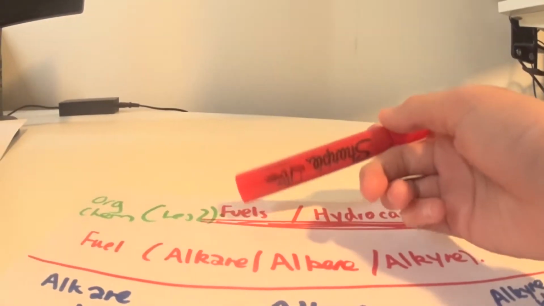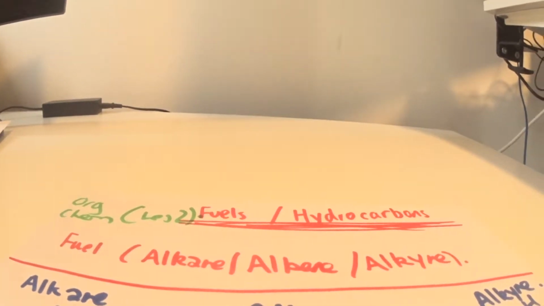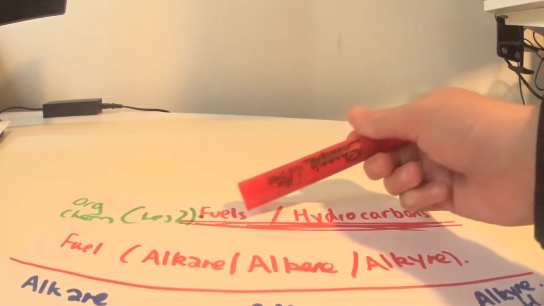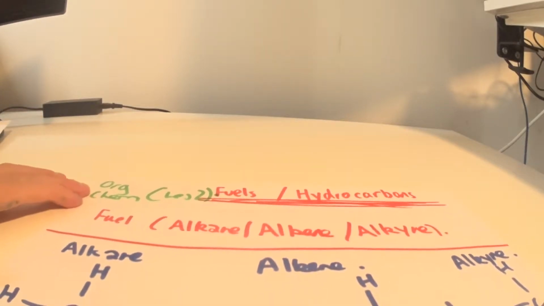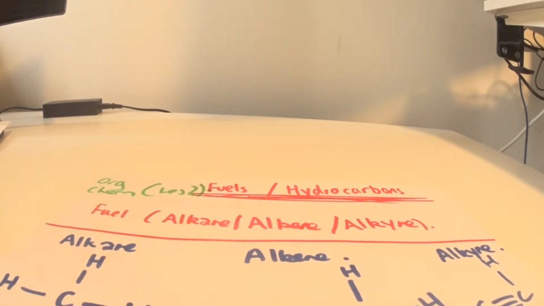So today we're learning about fuels and hydrocarbons. So essentially, what is a hydrocarbon? As we discussed in the last lesson of organic chemistry, a hydrocarbon is a compound that contains only hydrogen and carbon atoms. So I'm going to be teaching you about those hydrocarbon fuels.